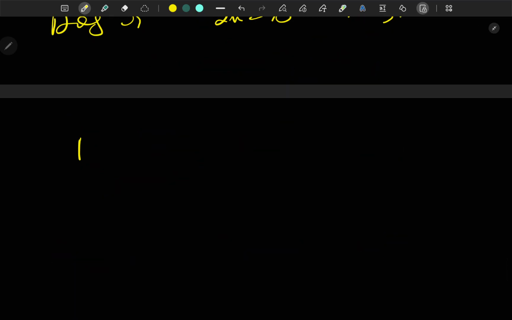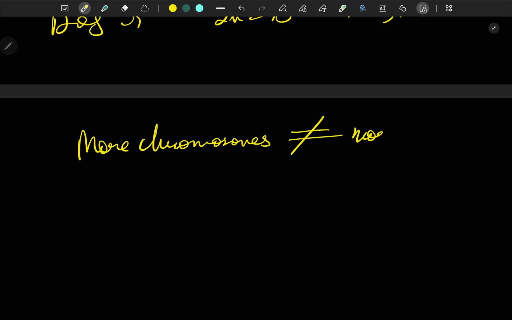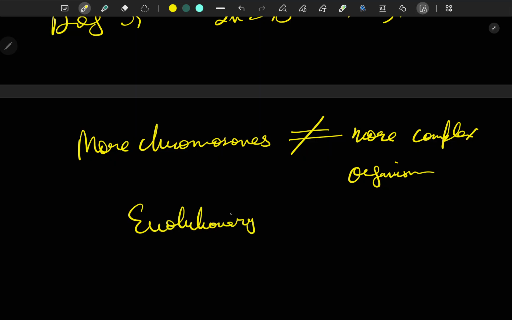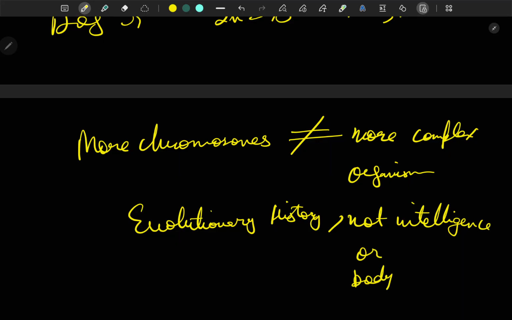An important fact here: more chromosomes does not mean a more complex organism. The chromosome number depends on the evolutionary history, which I'll talk about in the evolution chapter, not on intelligence or body complexity.